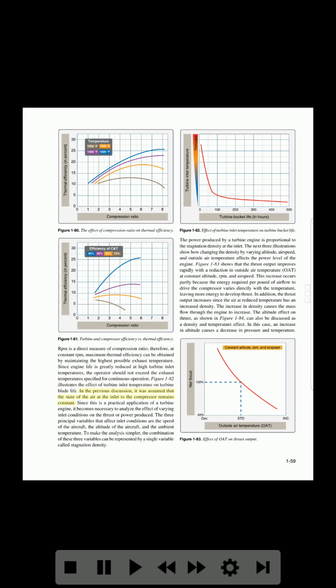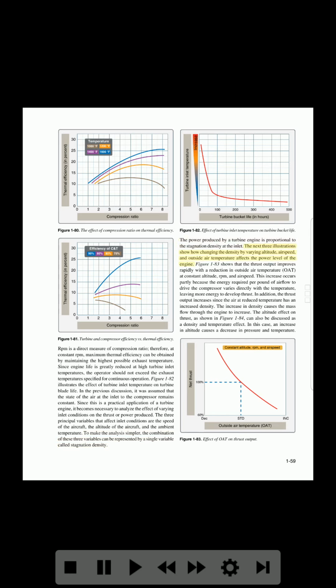In the previous discussion, it was assumed that the state of the air at the inlet to the compressor remains constant. Since this is a practical application of a turbine engine, it becomes necessary to analyze the effect of varying inlet conditions on the thrust or power produced. The three principal variables that affect inlet conditions are the speed of the aircraft, the altitude of the aircraft, and the ambient temperature. To make the analysis simpler, the combination of these three variables can be represented by a single variable called stagnation density. The power produced by a turbine engine is proportional to the stagnation density at the inlet.